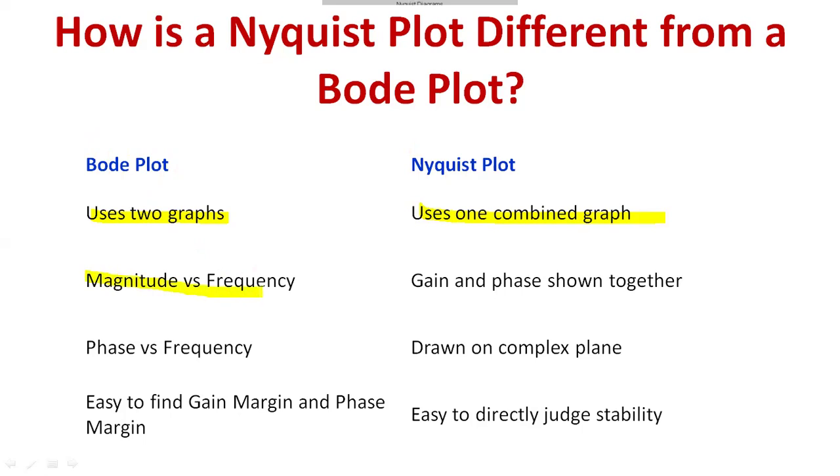Here we plot magnitude versus frequency, whereas gain and phase are shown together in a single graph. So we have two separate graphs in the case of Bode plot, but we are going to plot both magnitude and phase in a single graph in the case of Nyquist plot. Hope you understood the difference. While talking about the Bode plot, it is very easy to find out the gain margin and phase margin.